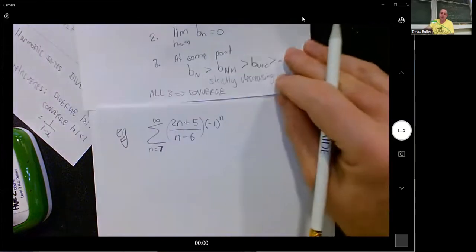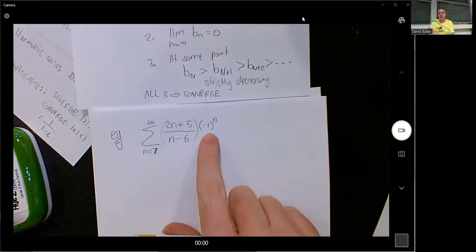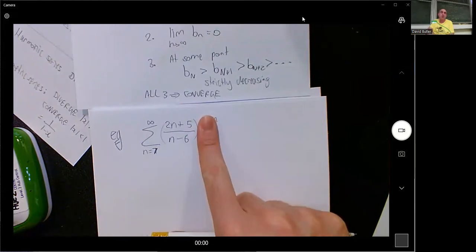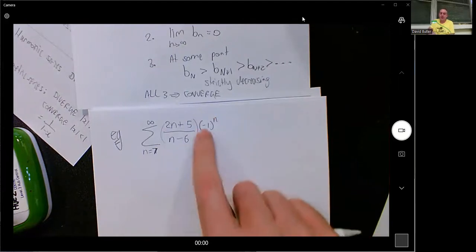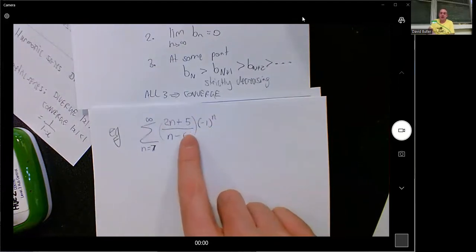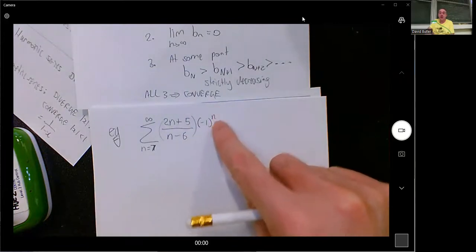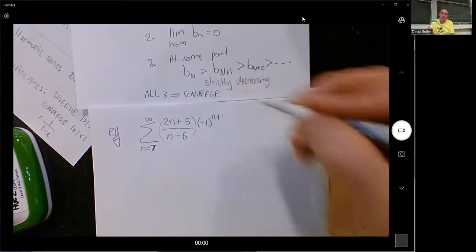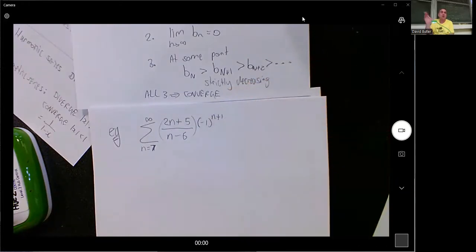I'll do 2 examples. So I can use the alternating series test because of the (-1) to the n. If that wasn't there, it wouldn't be an alternating series test. It doesn't matter if it's (-1) to the n, n plus 1, or n plus 2, as long as it's not like 2n, because (-1) to an even power is 1, and so it doesn't really count as an alternating series.